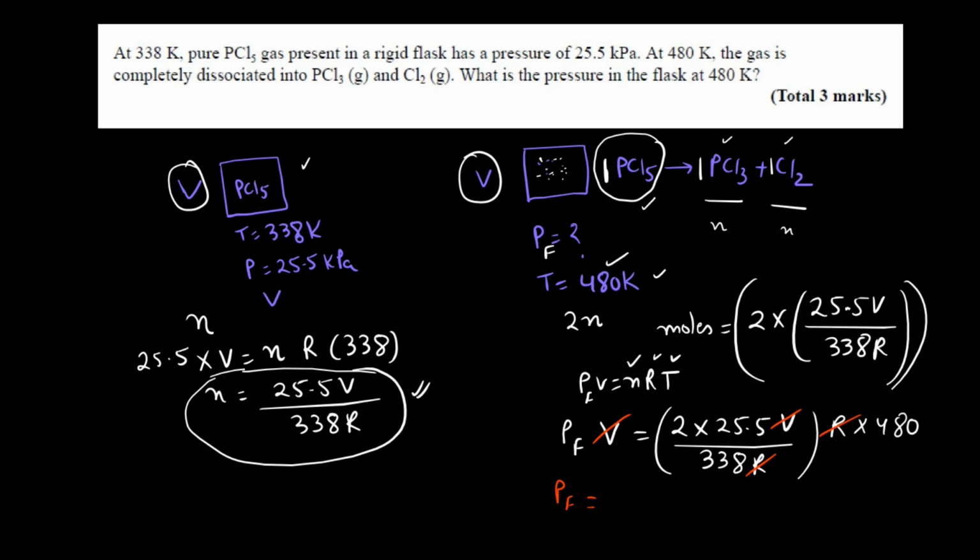So what is the final pressure? 2 times 25.5 multiply 480 divide by 338, 72.4. So yeah, kilopascals, right?